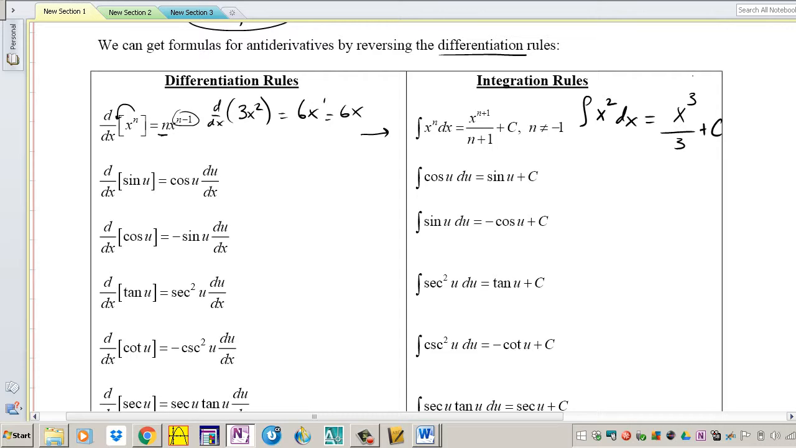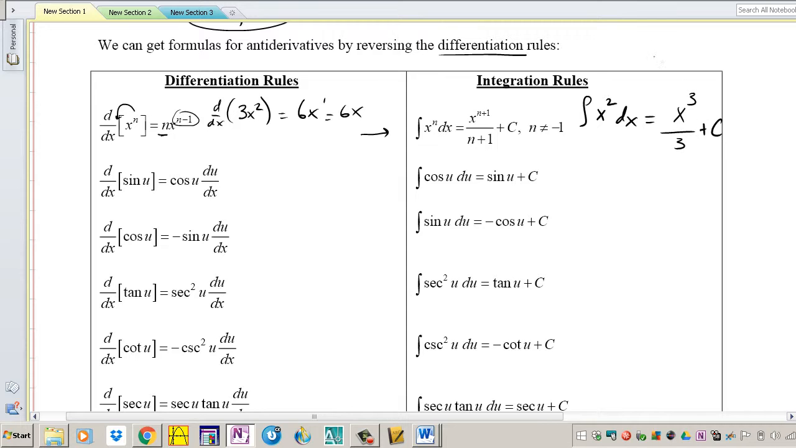Now, why do we do plus c? Because there are an infinite amount of solutions that can give us the antiderivative of x squared. Now, how do you check it? You check it by taking the derivative, just like the way you check your solutions, whenever you find a solution, you plug it into the formula and check to see if it's correct.